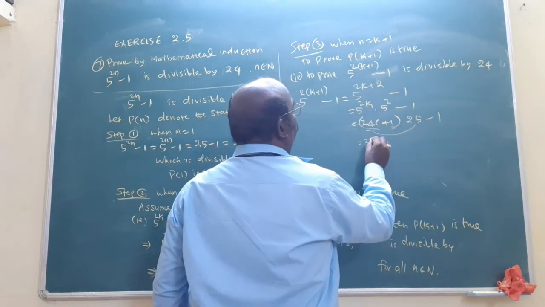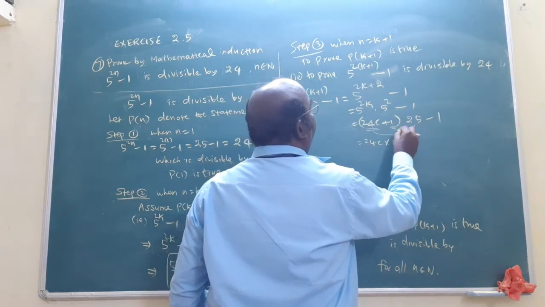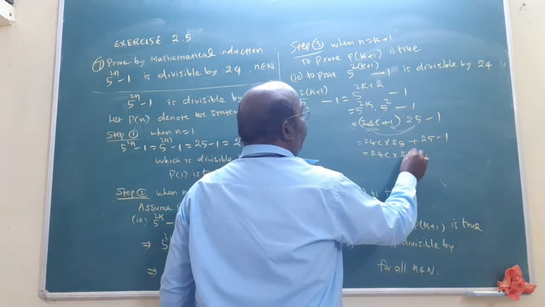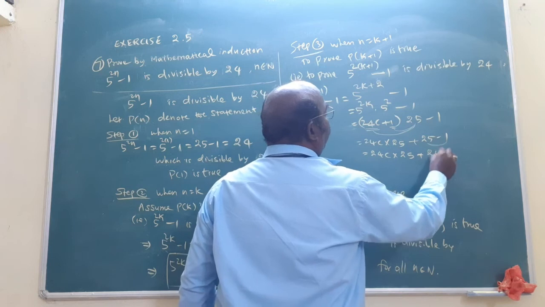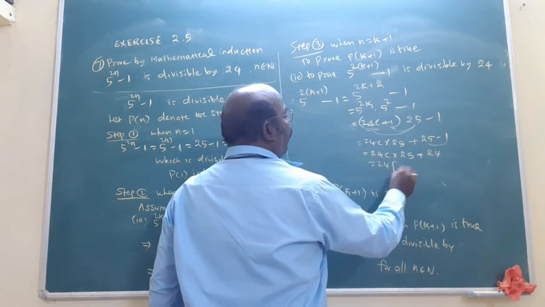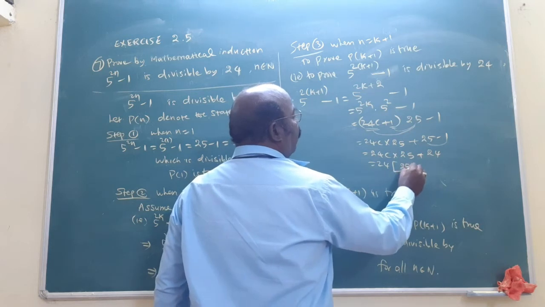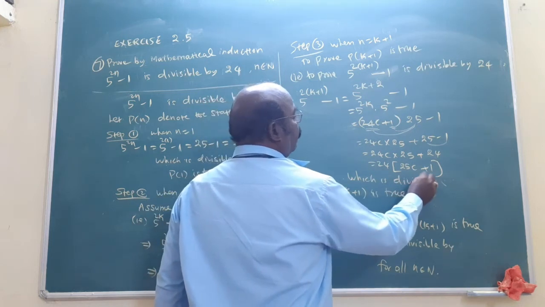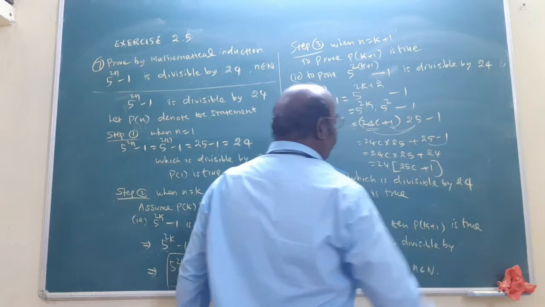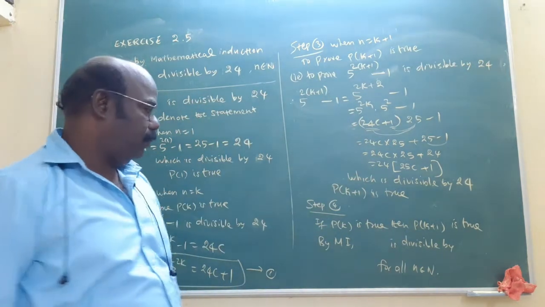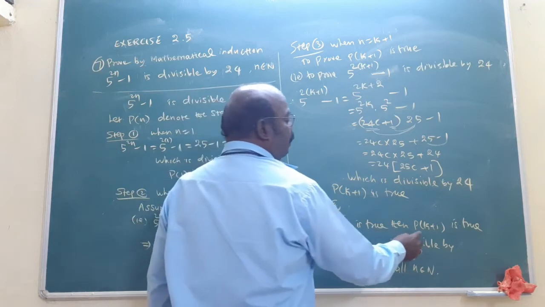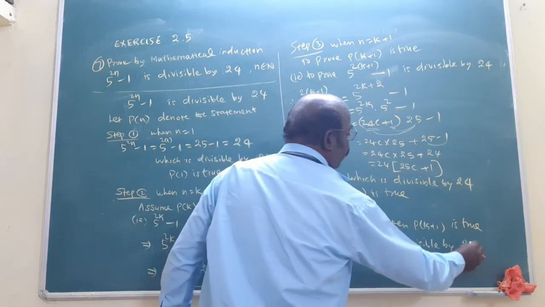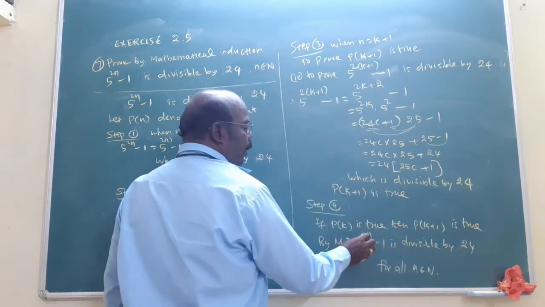24c into 25. Next, 1 into 25, 25 minus 1. Now again 24c into 25. Here 25 minus 1 is 24. Out of these two terms, 24 is common, and the remainder is 25c plus 1, which is divisible by 24. Am I right? Then automatically P of k plus 1 is true. Then write the conclusion: if P of k is true, then P of k plus 1 is true. By mathematical induction, 5 power 2n minus 1 is divisible by 24 for all n belonging to N. This is the answer.